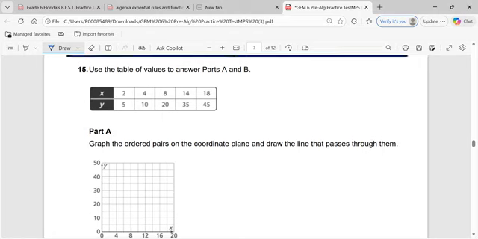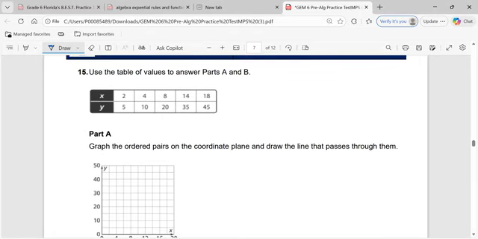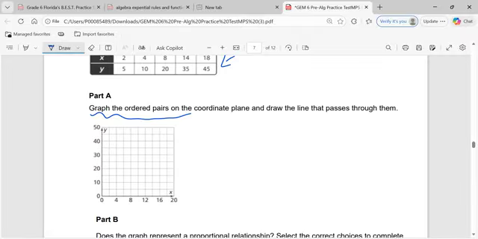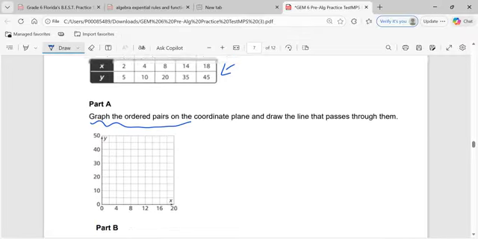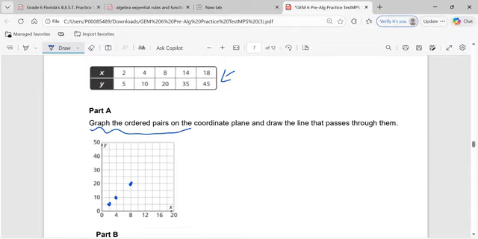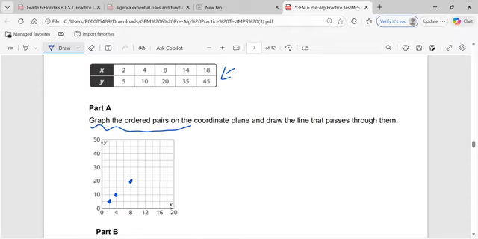Coming on down to number 15. They want us to use the table of values to answer part A and B. So I'm using this table. And part A simply says to graph the ordered pairs on a coordinate plane and draw the line through them. We could do that with our eyes closed. So this is 2, 5, 4, 10, 8, 20, 14, 35, and 18, 45.